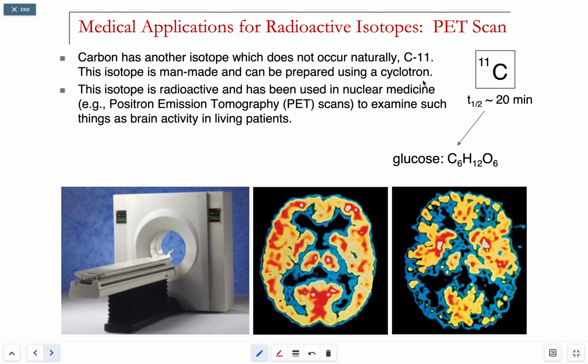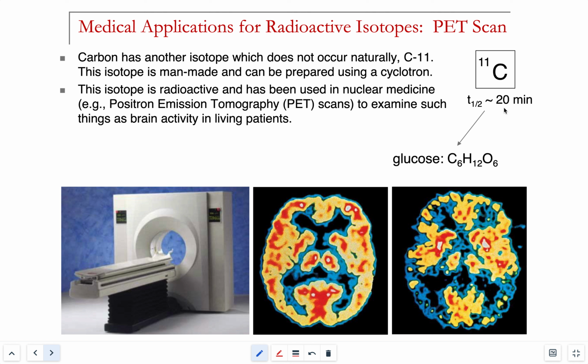So if you take the isotope carbon-11, which does not exist in nature, you have to make this in a device called a cyclotron. It has a very short half-life. A half-life of 20 minutes means half of the sample disappears or decays in 20 minutes. So it's pretty much all gone after 5 half-lives, or about 100 minutes.